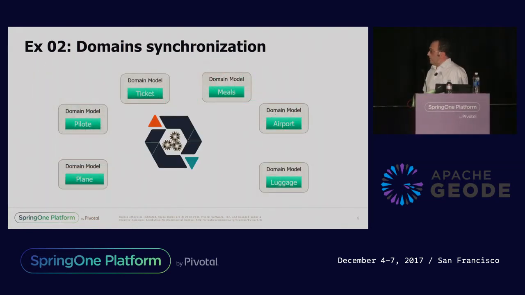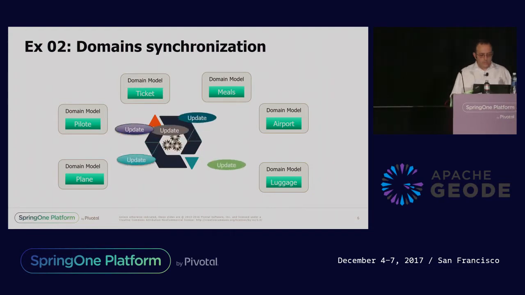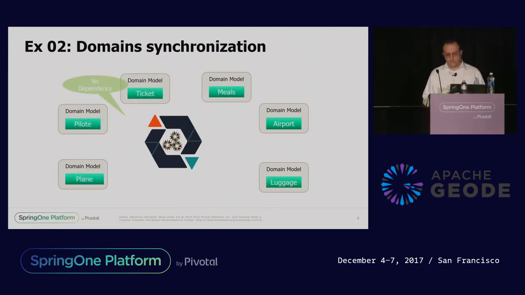In that case, we can use OpenESB as an intermediary. When you receive an update, the domain sends an event to OpenESB, which prepares the update for the different other domains.